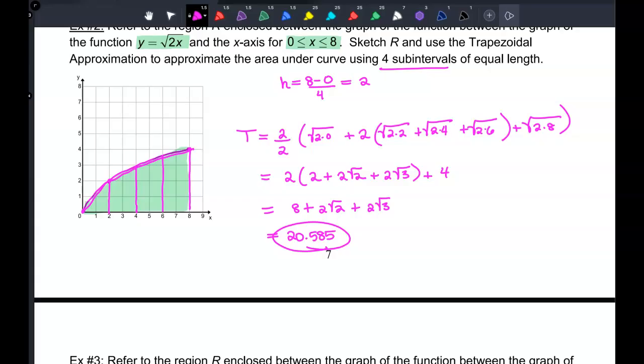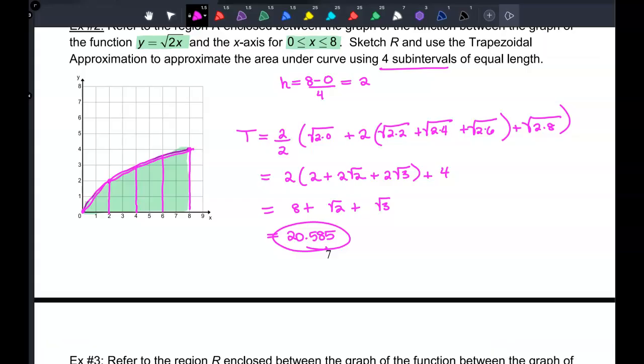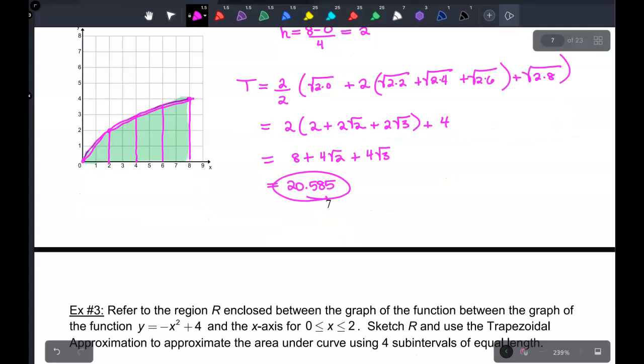Wouldn't it be 8 plus 4 square root over 2? Oh, yes, thank you for catching. Sorry, guys. Yeah, of course, that should be 4. I forgot to distribute. 4 plus 4 should give us 8. Oh, wait, never mind. The decimal is correct, though.